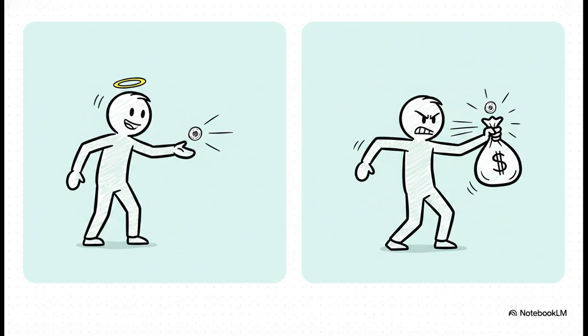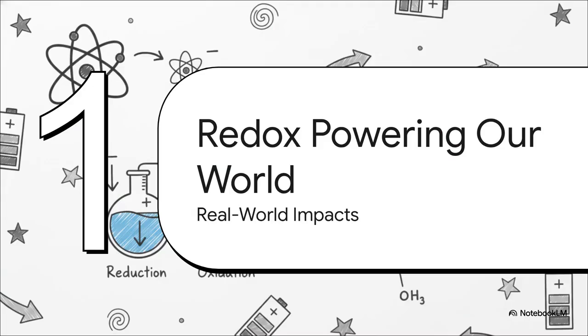Conversely, the oxidizing agent is the debt collector. It aggressively accepts or strips electrons from another substance, causing that substance to be oxidized. By collecting those electrons, the debt collector itself is reduced. So, to sum it up, the substance oxidized is the reducing agent, and the substance reduced is the oxidizing agent. Got it? Section 6, Redox Powering Our World.